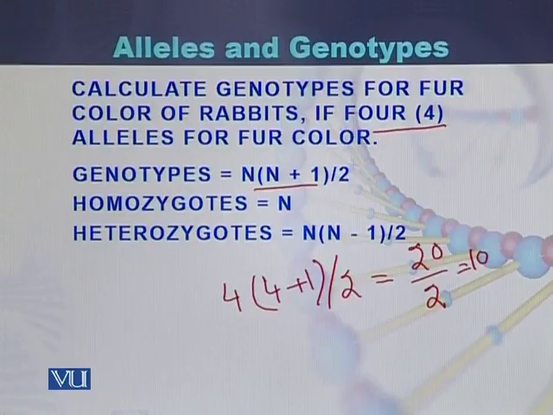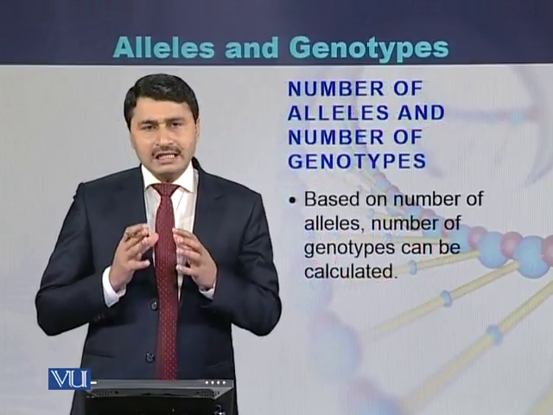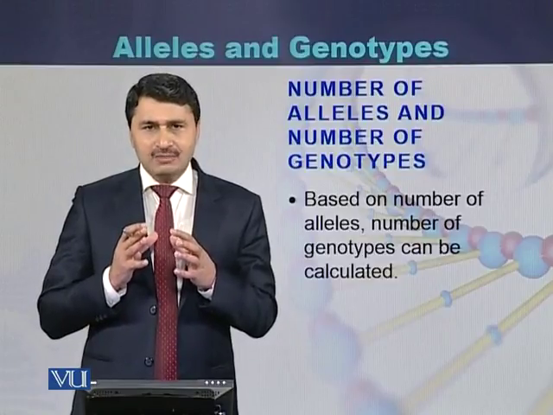So if a gene has 4 alleles, by using this formula, we can calculate how many genotypes can be produced. So based on the alleles, we can calculate how many genotypes will be produced.